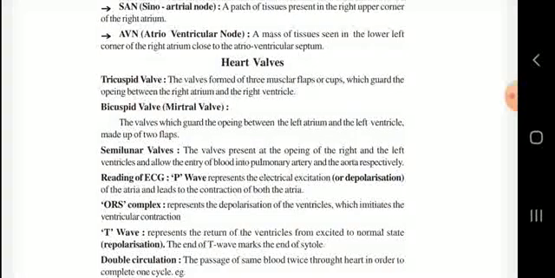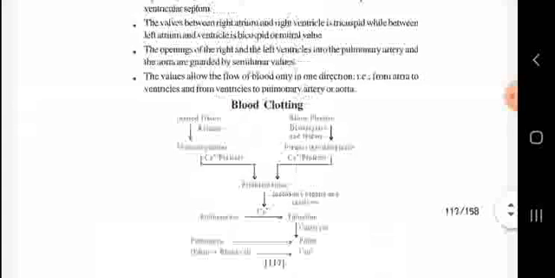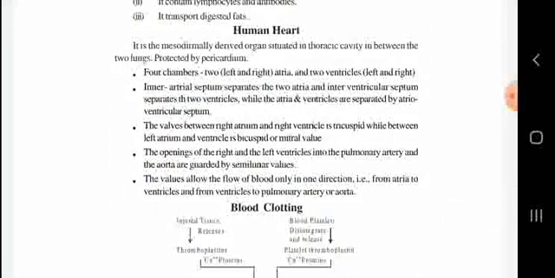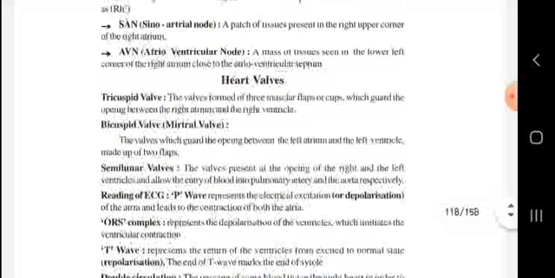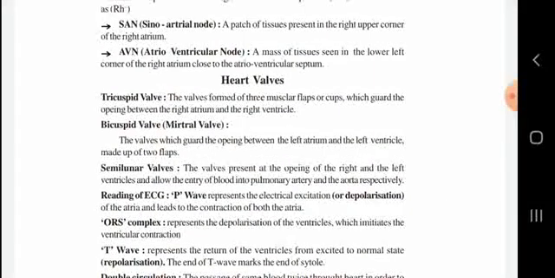And bicuspid valve, that is the mitral valve. So here you learn the mitral valve. Here you will get the tricuspid valve. The tricuspid valve is the valve between the right atrium and right ventricle. And the bicuspid valve is the valve we get between the left atrium and left ventricle, or the mitral valve, we can also say.